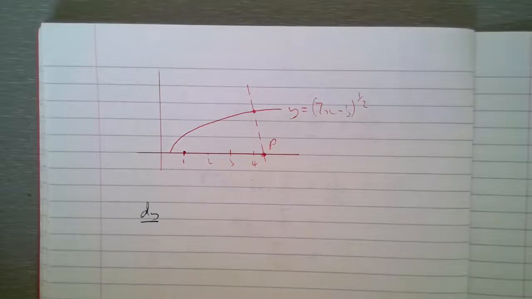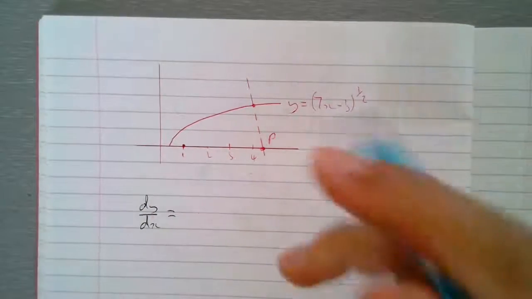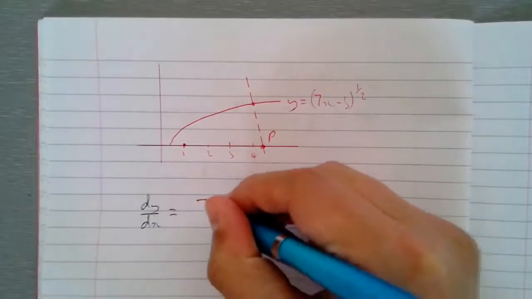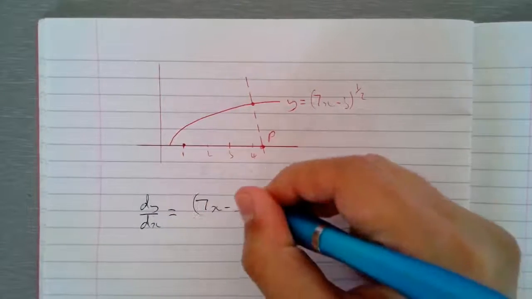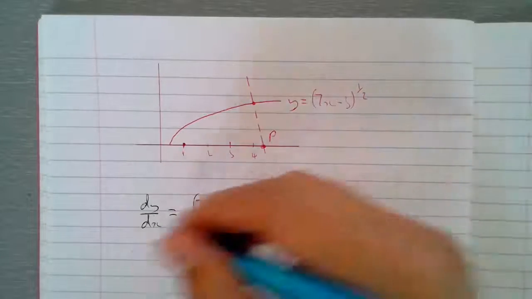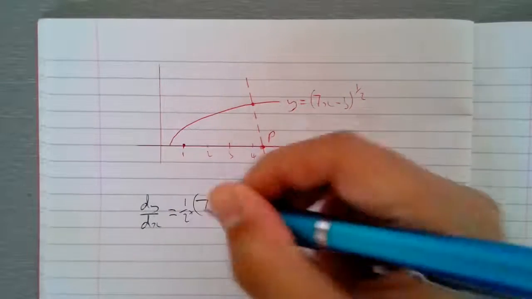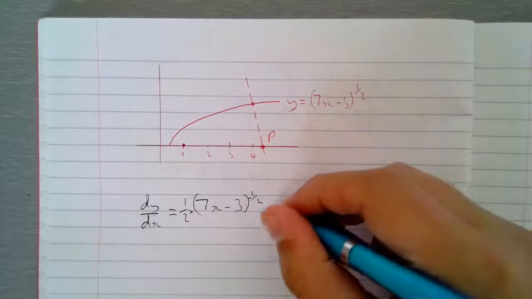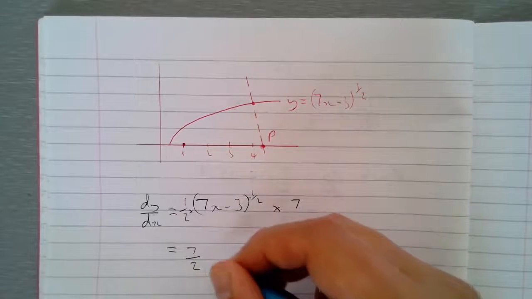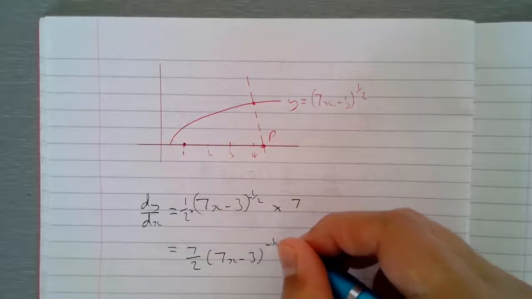So dy/dx gives me the gradient of the tangent for this curve here. We've got y equals (7x minus 3) to the half. And using the chain rule, oops a daisy, let me try that again. So if y equals this, then dy/dx is bring the power down, reduce the power by 1, and then times by the differential of the inside of the bracket. So that gives me 7 over 2, (7x minus 3) to the minus a half.